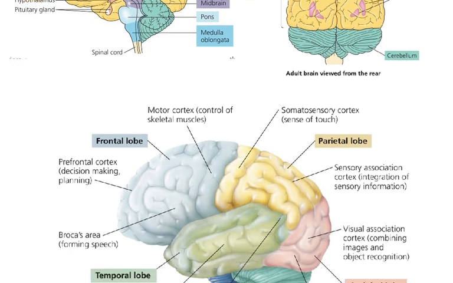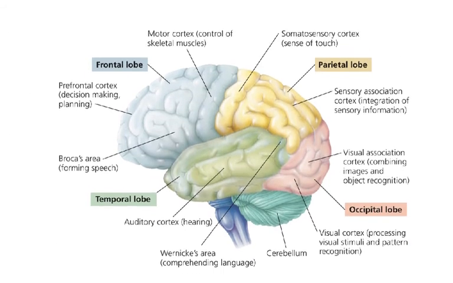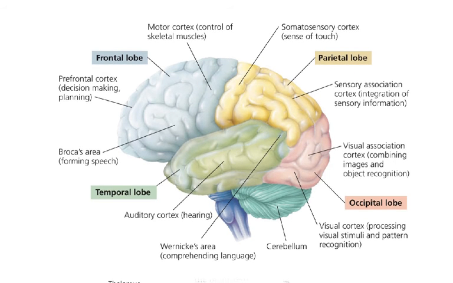If we look at the cerebral cortex, which is the outer part of the cerebrum, it's divided up into lobes. So there's the frontal lobe at the front, the parietal lobe at the top, the temporal lobe, which is near your temples, and the occipital lobe. The occiput is what the back of your head is called.